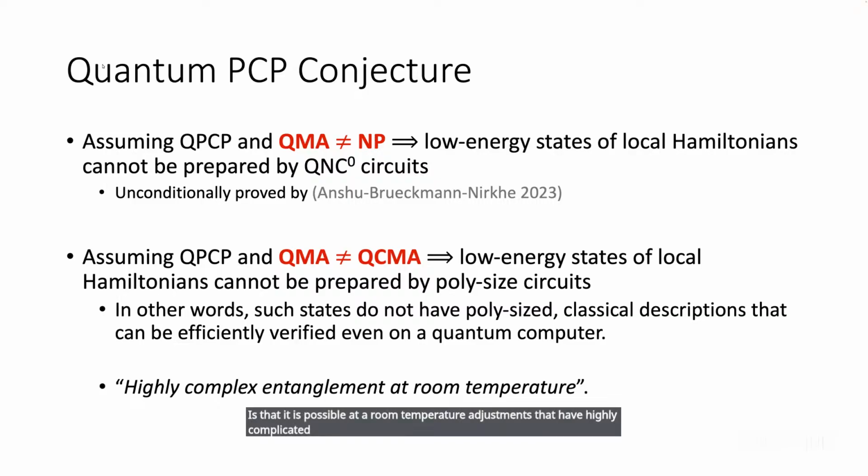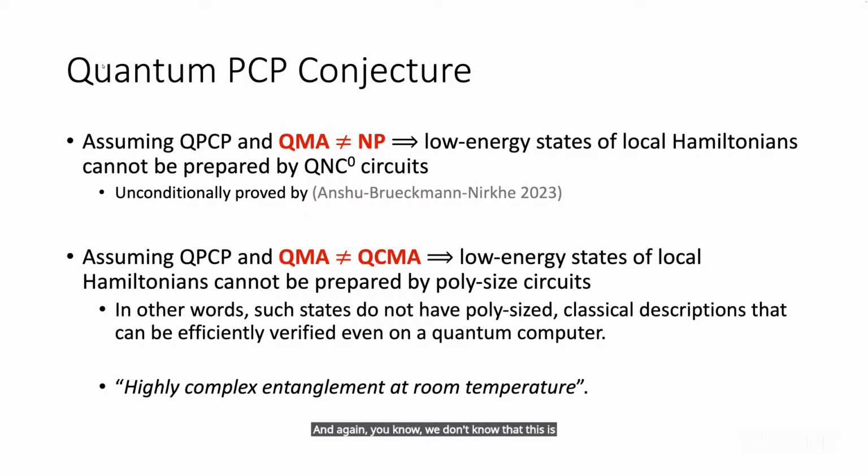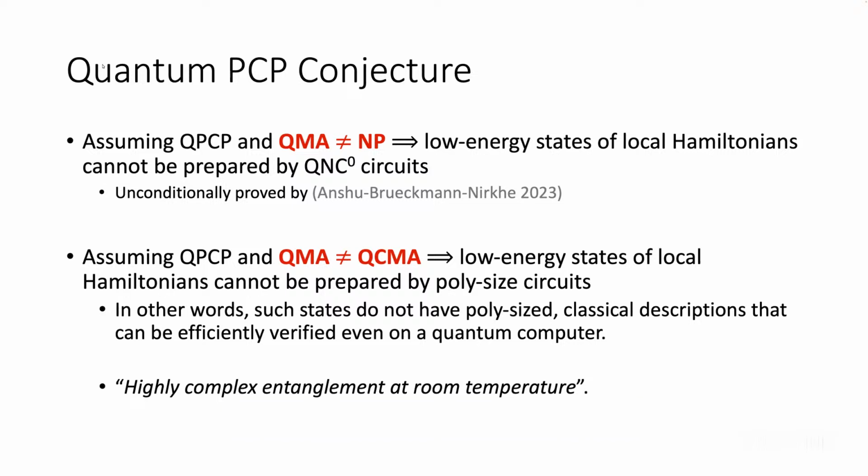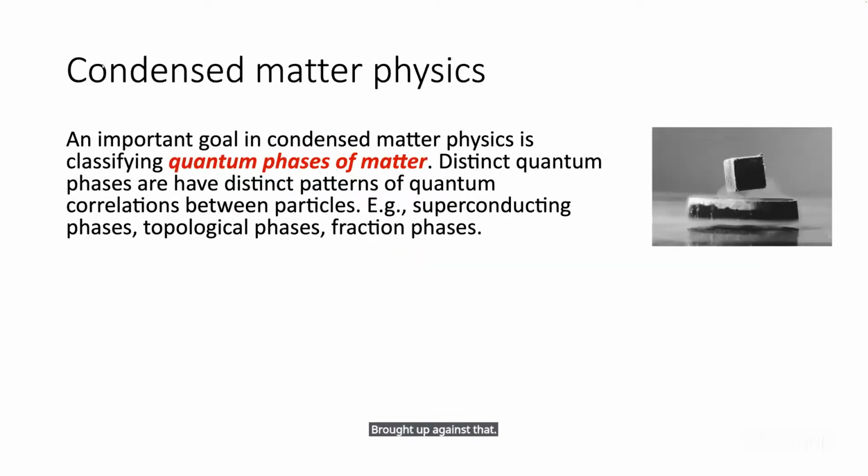And again, we don't know that such a local Hamiltonian exists. A lot of physicists actually believe that they don't exist, based on what they know about quantum systems. But this is sort of the consequence. And the thing I want to point out here is that really this is a question about quantum circuit complexity. If you want to prove that this is true, then you have to establish that some states cannot be prepared by polynomial size circuits. You run up against that. So that's about a connection to quantum PCP.